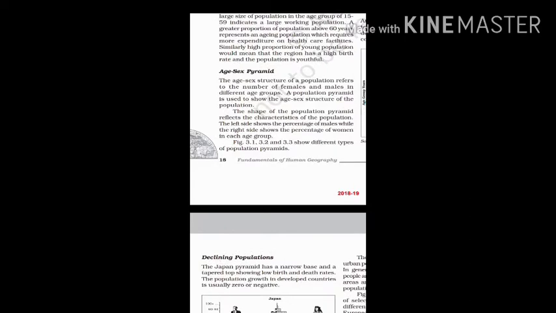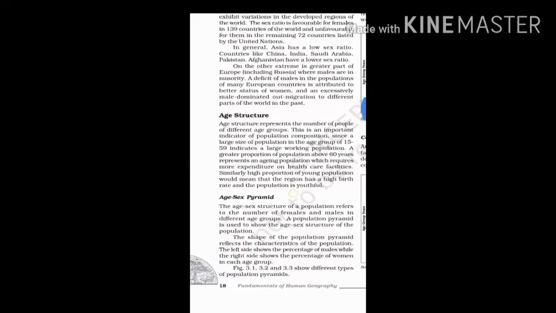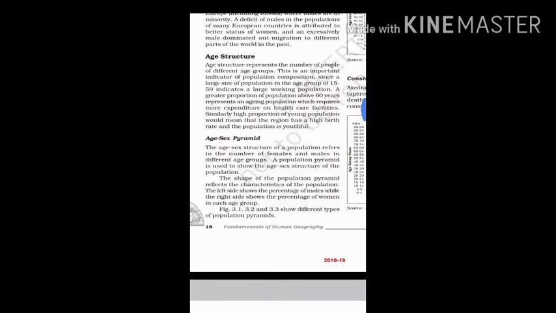So the next comes age sex pyramid. Age sex structure of a population refers to the number of females and the males in different age groups. Age sex pyramid and age structure are same. So if the question comes, why is age structure important or why is age sex pyramid important, you will write these 3 points only that I have explained a few minutes before.